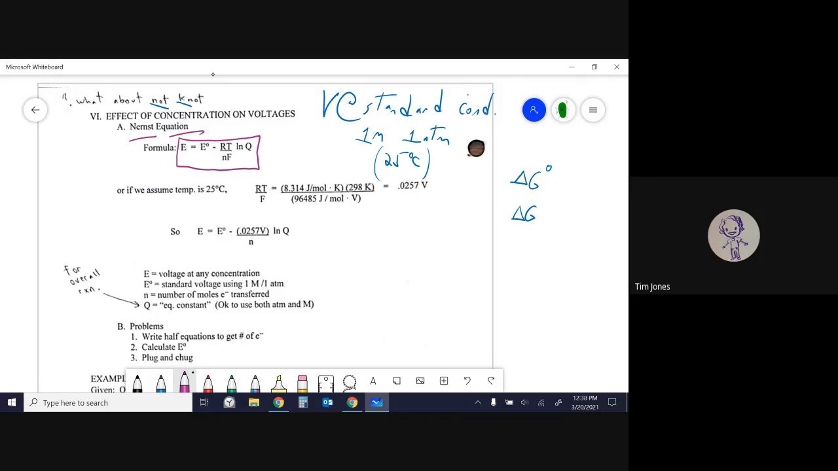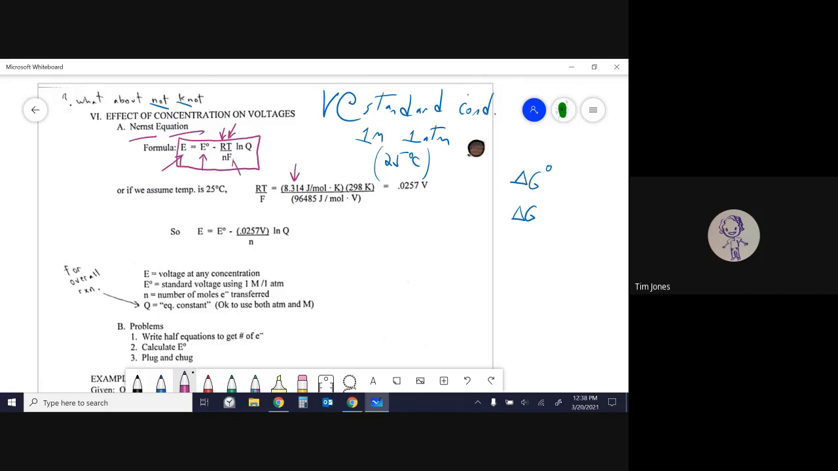So E naught is our voltage at standard conditions. E is our voltage at any condition. Then we have a bunch of constants. R is the usual R, the same one from thermo. You'll see it here, 8.314 joules per mole Kelvin. T is temperature, which if we assume 25 degrees Celsius, we can say that's a constant.